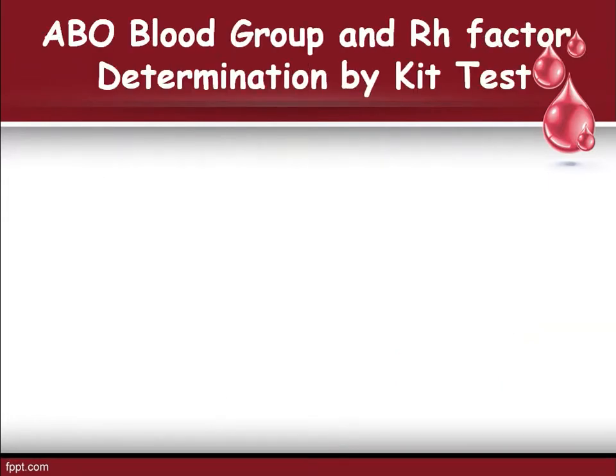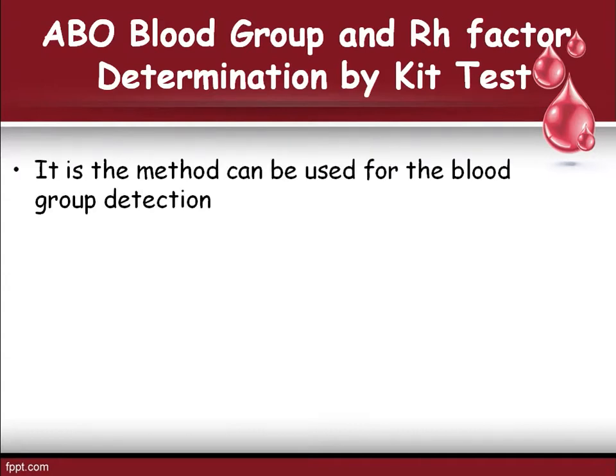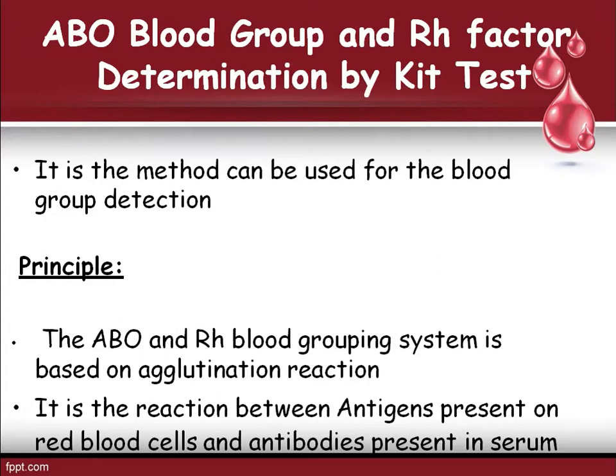ABO blood group and RH factor determination by kit test. It is a method that can be used for blood group detection. The principle is that the ABO and RH blood grouping system is based on the agglutination reaction. It is the reaction between antigens present on red blood cells and the antibodies present in the serum. In the reaction, the antigen is present on the red blood cells and the antibody is present in the serum.